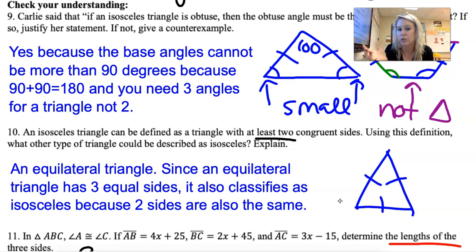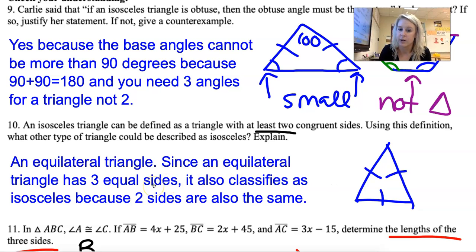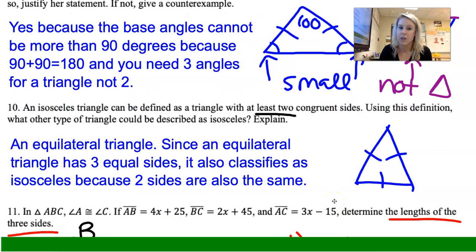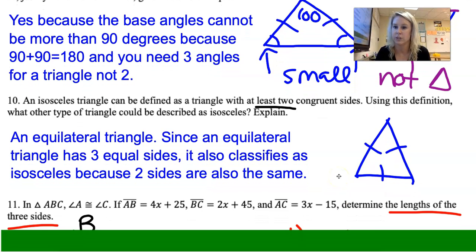So an equilateral triangle is technically an isosceles triangle as well, because an equilateral triangle has three equal sides, and isosceles only has to have at least two. Okay? So an isosceles triangle is not an equilateral triangle, but an equilateral triangle is an isosceles triangle. Because to be isosceles, you just need two the same.